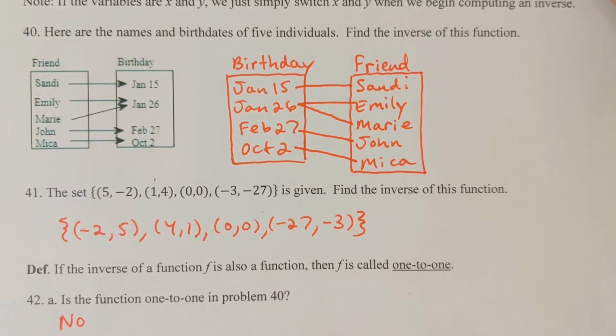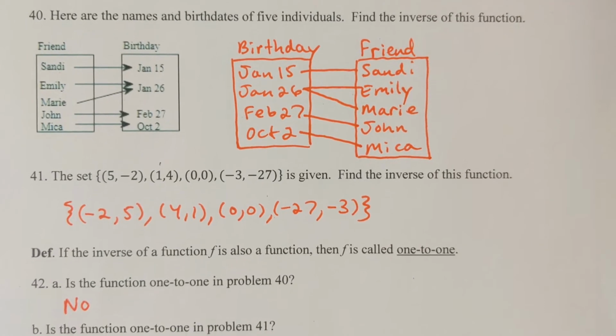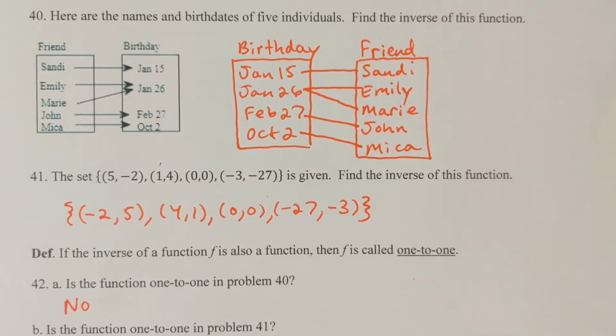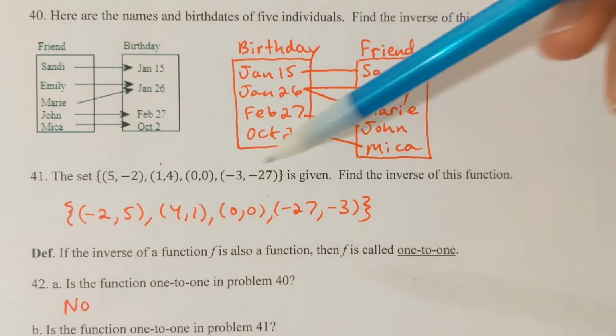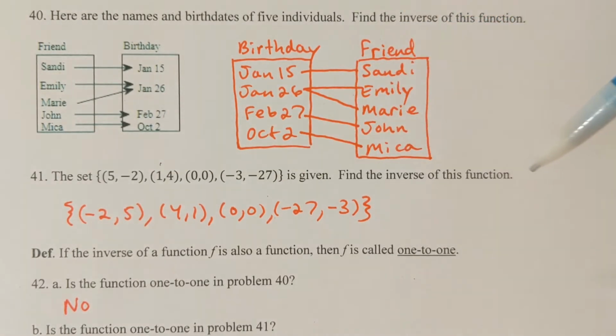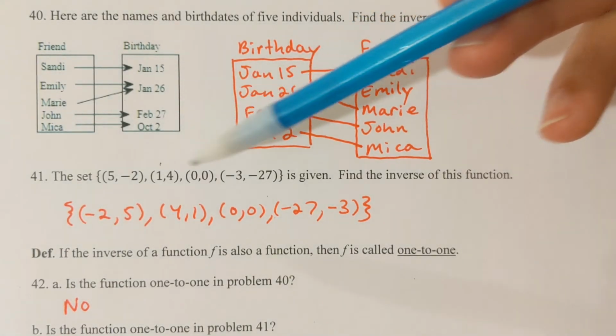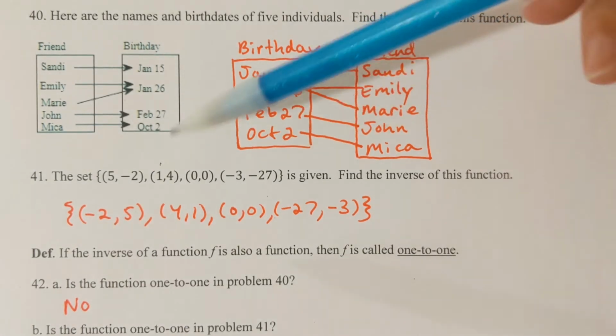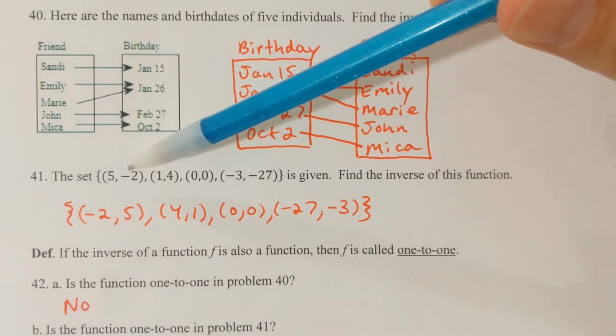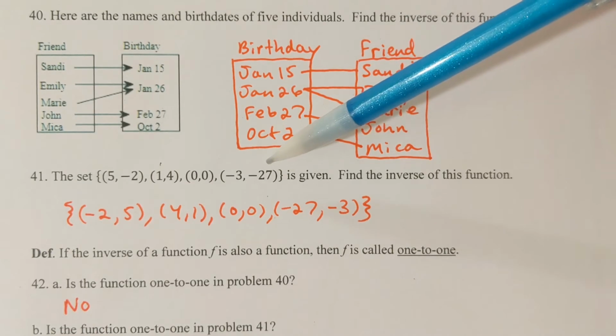I'm going to come back to problem 40 in just a moment, but if we take a look at problem 41, the set of points that are listed here is given. Find the inverse of this function. Again, note that I do have a function. For each x, there's only one y. I don't have an x value going to 2 different y values.